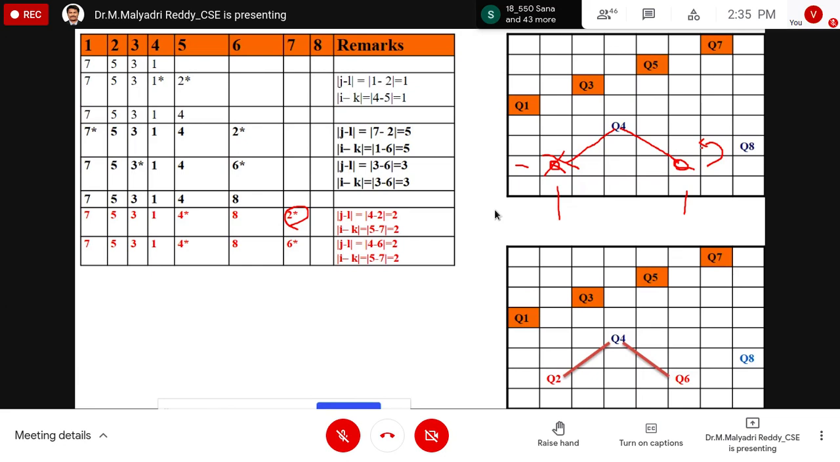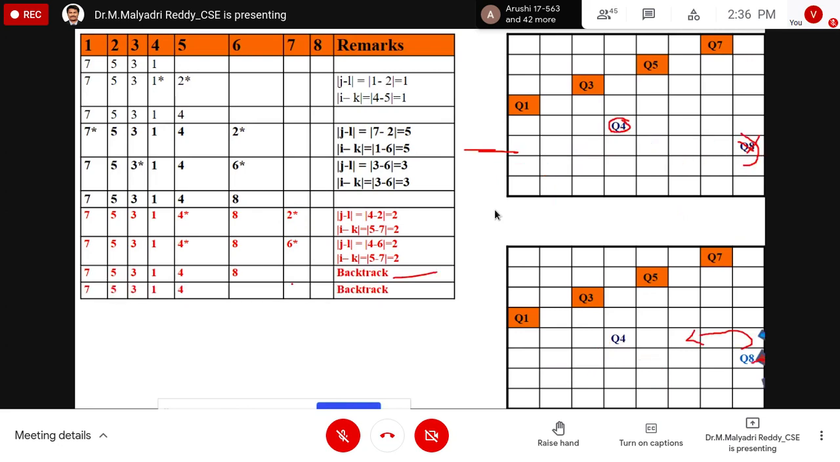Okay, sir. The previous queen Q8 is there, right? Yes, sir. Q8 is at the 7th position. Then I move it to the 6th position. Apply the backtracking. By applying the backtracking, the 7th to 6th movement is done. But there is no alternative cell for the Q, right? Only one feasible solution is there. Yes, sir. Again, check the previous position.